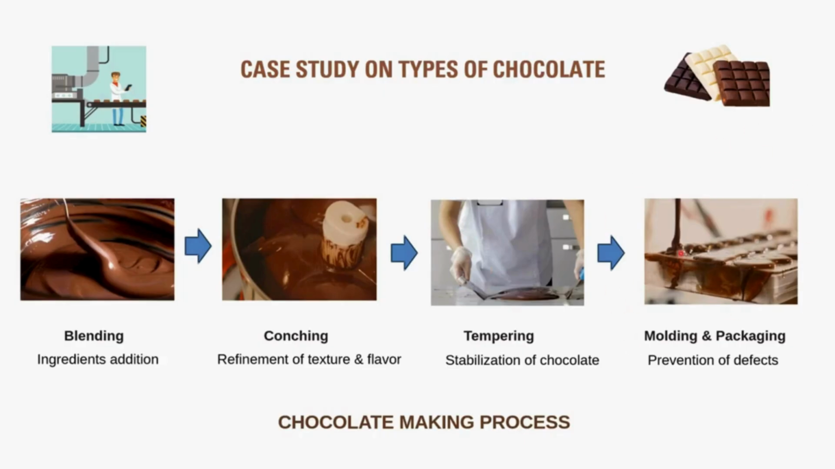Finally, you have molding and packaging. So molding and packaging should be done properly. If these are not done properly, it can result in several defects like sugar bloom. So the client here is experiencing issue with the scale up process, most likely because his cocoa beans are not of good quality and they have been over fermented. So he needs to contact the supplier for this issue.